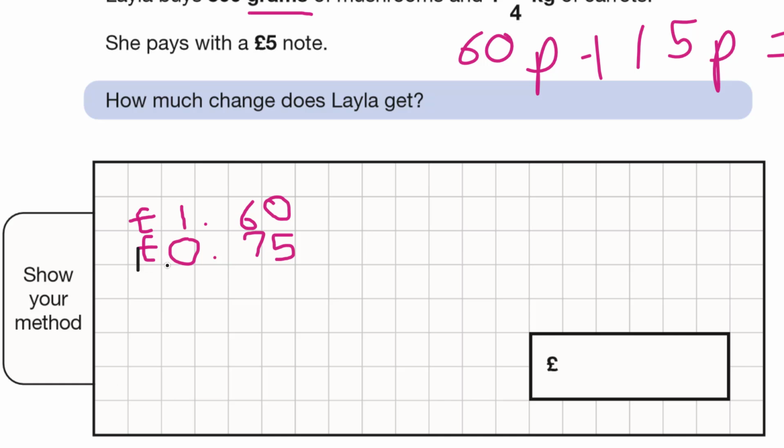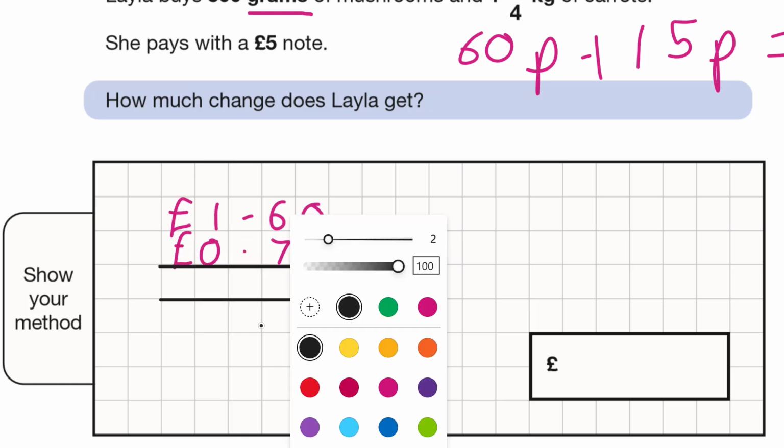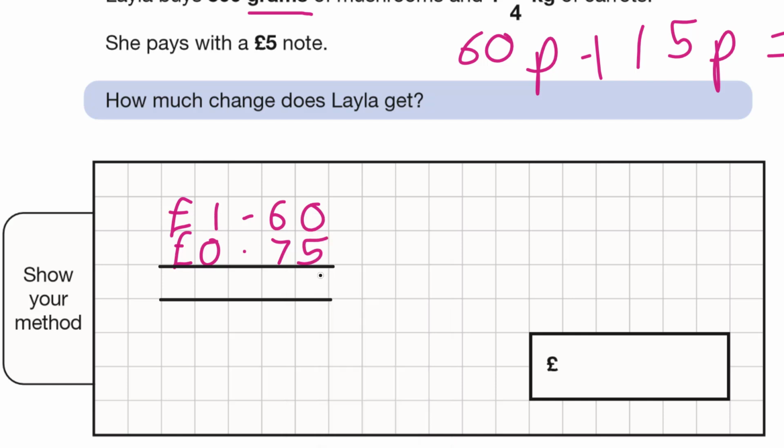Okay, so we have got, if we add them up, 0 and 5 is 5, 6 and 7 is 13, and 1 and 1 is 2. So her items cost £2.35, but she pays with a £5 note. So we need to subtract from £5.